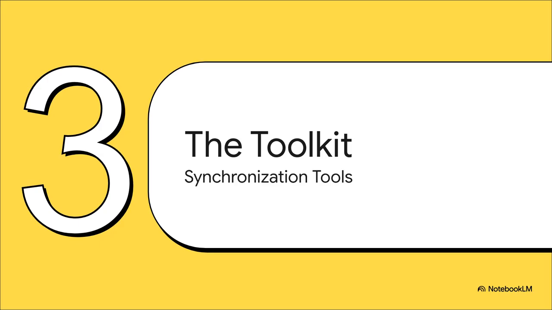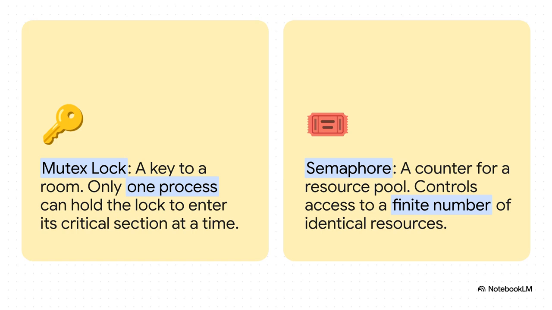Let's open up the Digital Detectives Toolkit and see what we've got to prevent these data crimes and restore order. Two of the most famous tools in the shed are mutex locks and semaphores. A mutex lock is pretty simple. Think of it like the key to a single-person bathroom. Only one process can have the key, or hold the lock, at a time. If you have the key, you go in. If you don't, you wait.